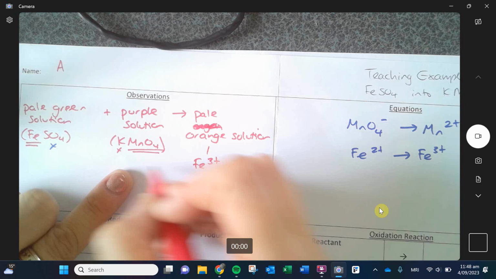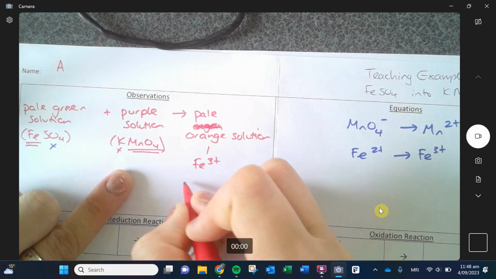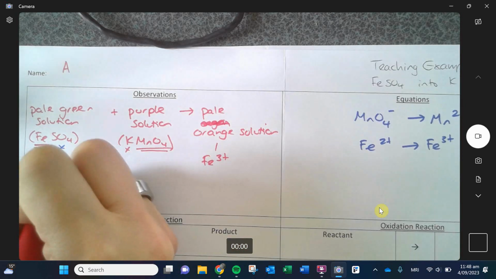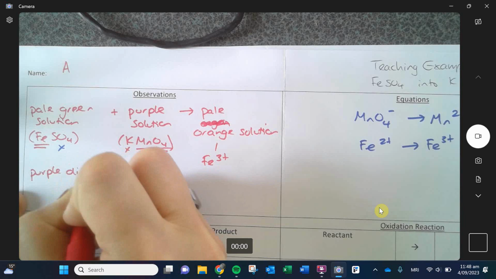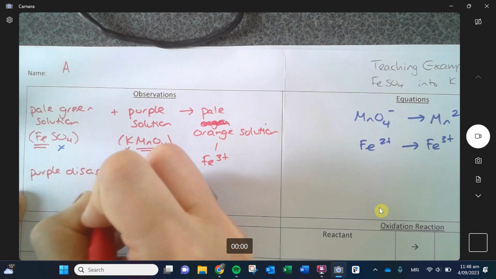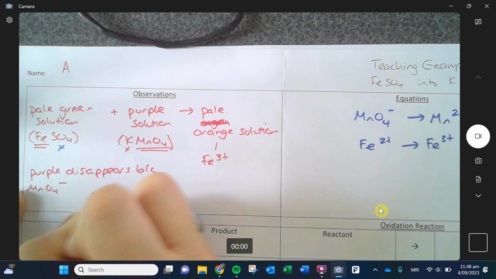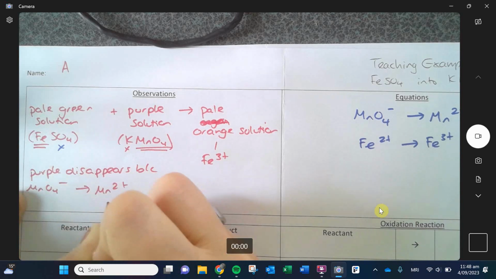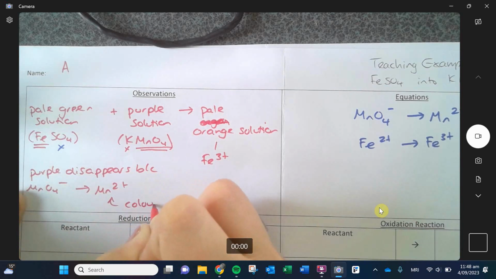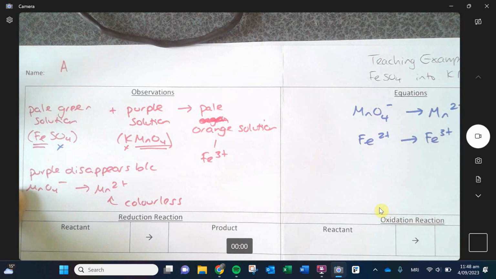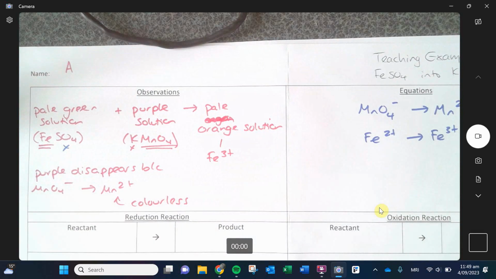I could also write down that the purple disappears because MnO4- has become Mn2+, and that is colorless. So I'm just trying to state my observations and the reasoning as to why that has happened. Are we okay so far with that?